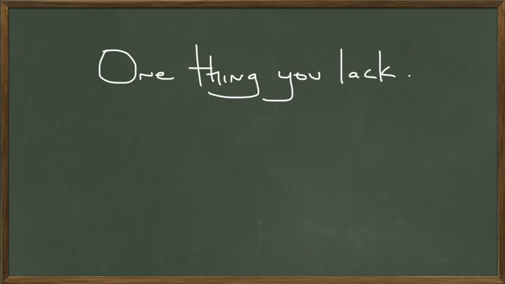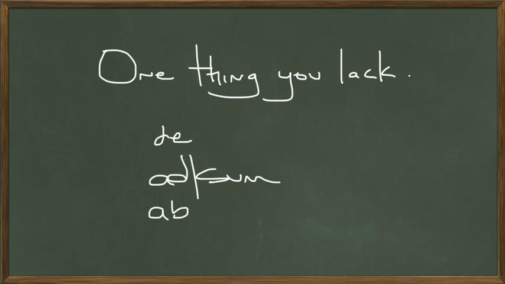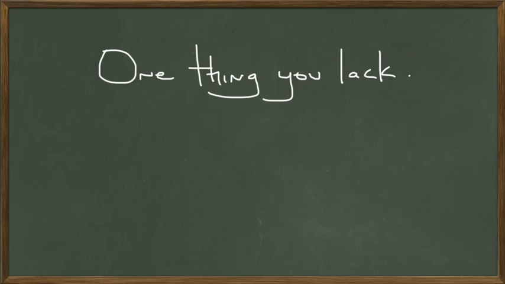We can combine the verb sum with other prepositions to create new words. So if I said adsum, that means I am here. If I said absum, I am absent. And in this example, we're going to use a form of desum, which means I lack something. So let's get rid of all those, and let's analyze this sentence, and then we'll translate it into Latin.